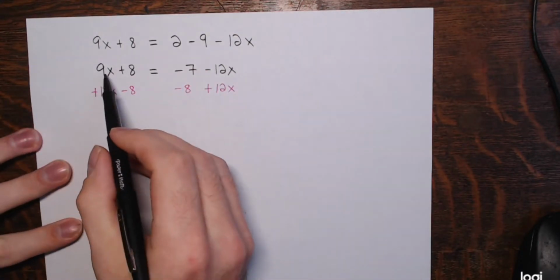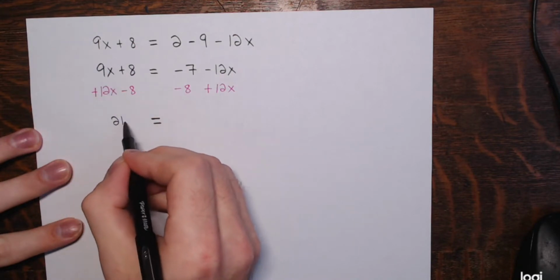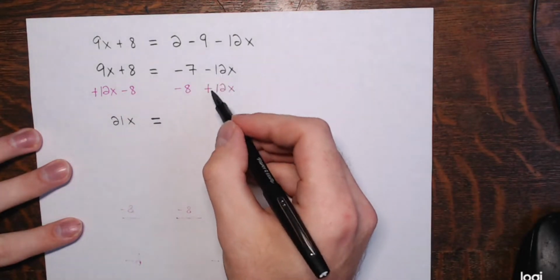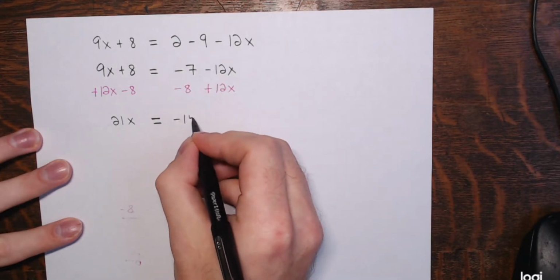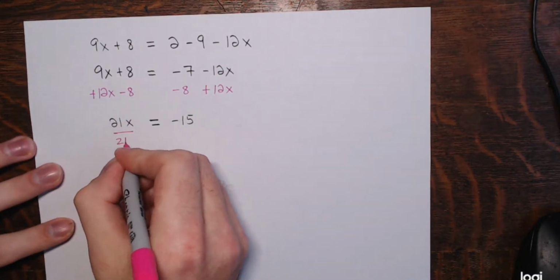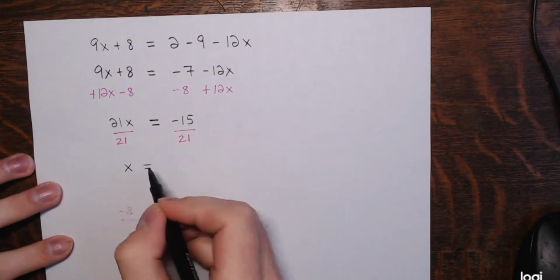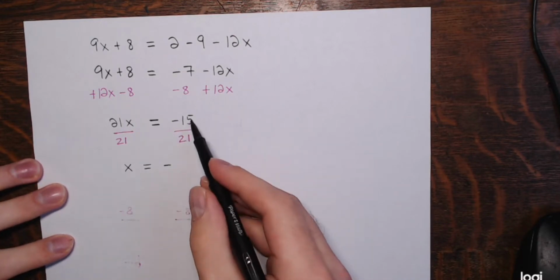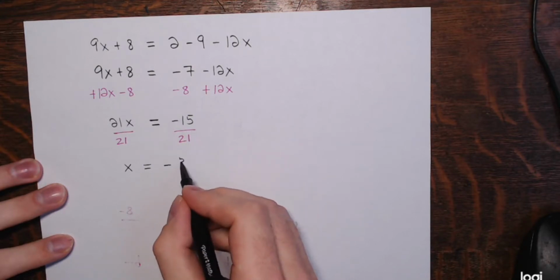On the left side now, 9x plus 12x, that's 21x. The 8's are gone, 8 minus 8. Here on the right side, the 12x's are gone, and you have negative 7 minus 8, that's negative 15. Then I'm dividing by 21 to get a coefficient of 1 on the x. So we have 1x on the left equals negative 15 over 21. This is negative divided by positive. 15 and 21 both have a common factor of 3. If you divide each of these by 3, that'd be negative 5/7.